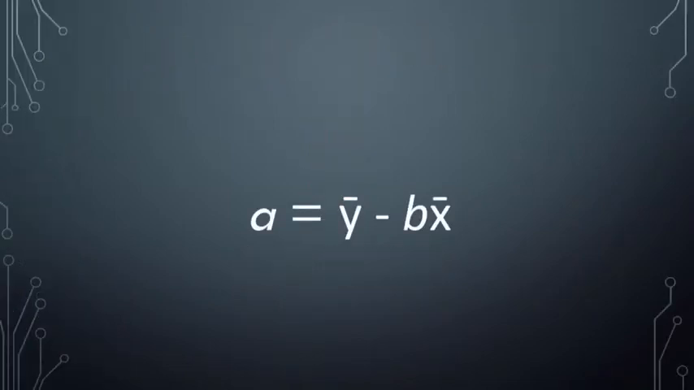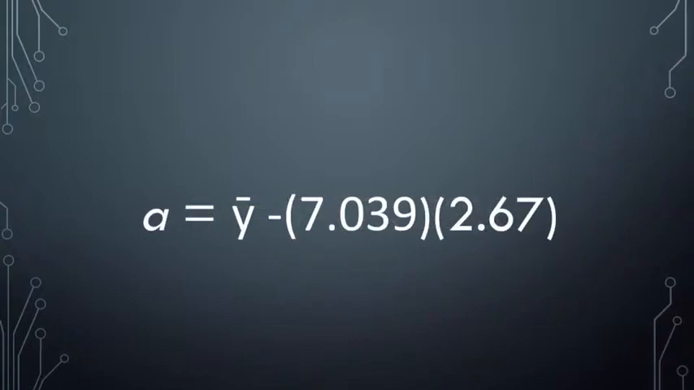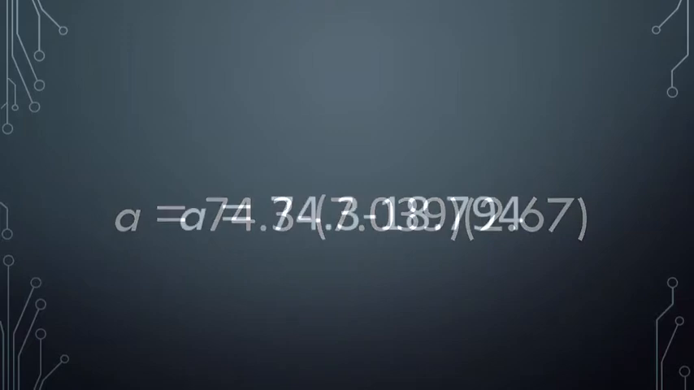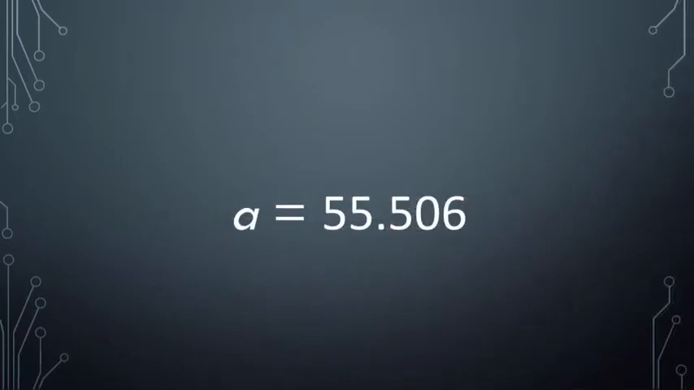Now we can move on to the value for a. Again, our equation is a equals y bar minus b times x bar. We actually already know these values. We just calculated our b as 7.039. We also plug in our x bar of 2.67 and our y bar of 74.3. Multiplying the 7.039 times 2.67, we get 18.794. We then subtract that value from 74.3 to get an a value of 55.506.